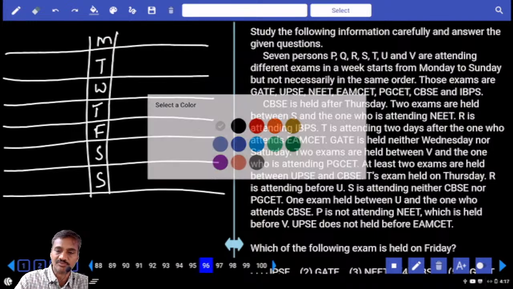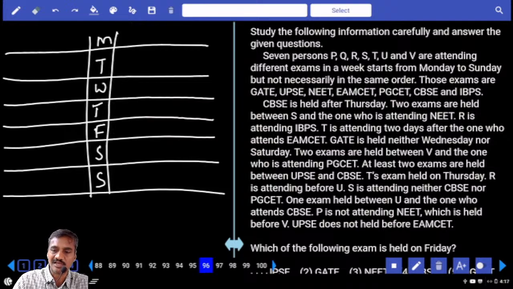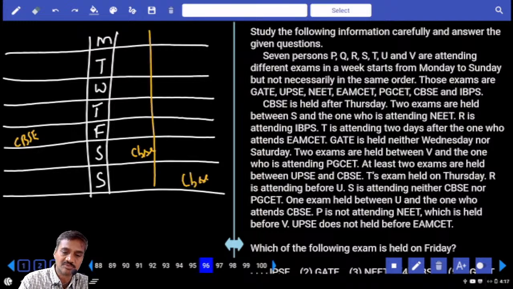Then coming to condition number 1. CBSE is held after Thursday. Now we can have 3 different possibilities, isn't it? After Thursday, CBSE can be here, that is one possibility. And next one, CBSE is here, the second possibility. And CBSE is here, that is the third possibility. 3 possibilities. And next one, 2 examinations between S and NEET. Now between S and NEET, there must be exactly 2 examinations.